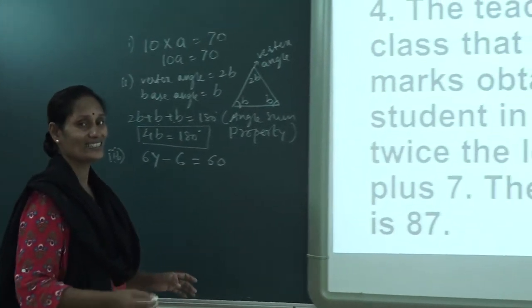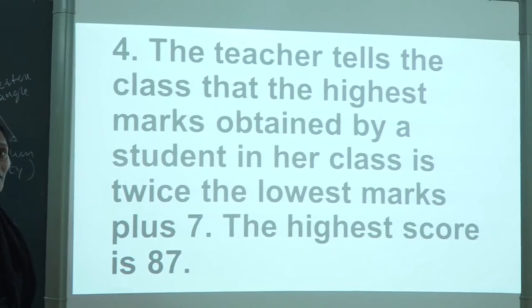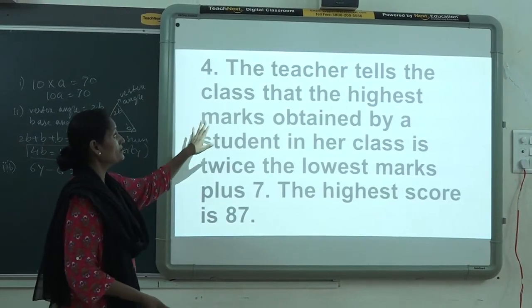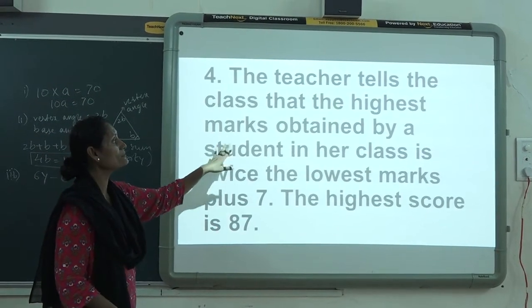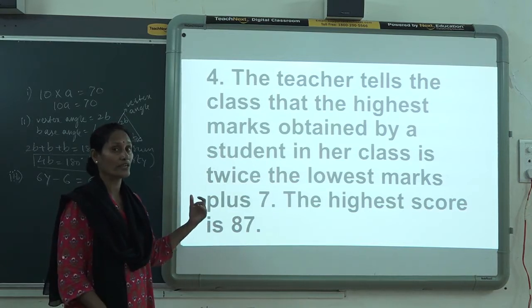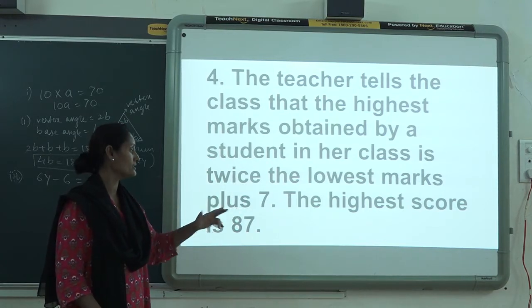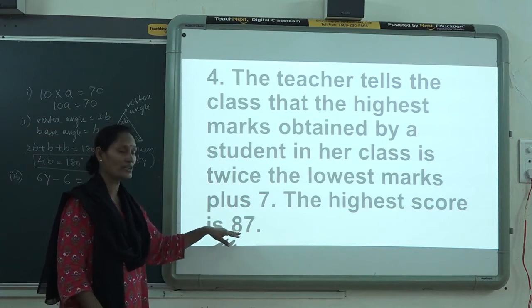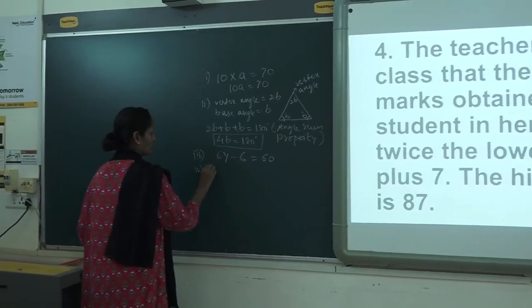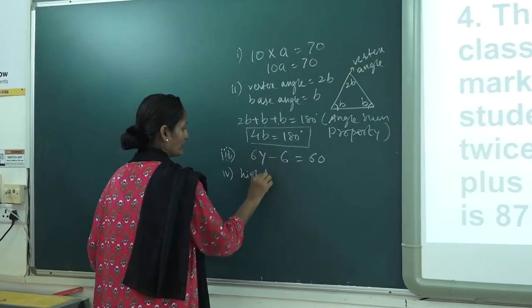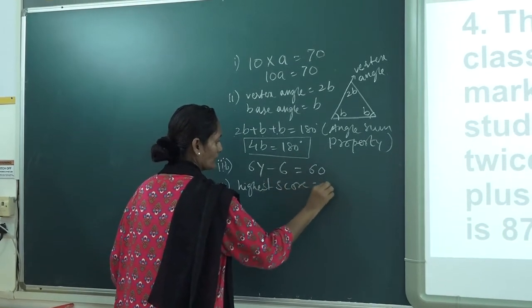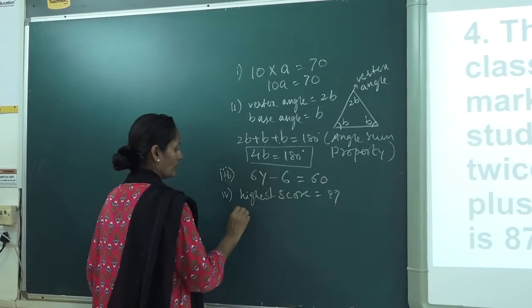Recently we had an exam and you might be eager to know the marks, so this is a question related to today's scenario. The teacher tells the class that the highest marks obtained by a student in her class is twice the lowest mark plus 7. The highest score is 87. So fourth one, what is given? Highest score equals 87.